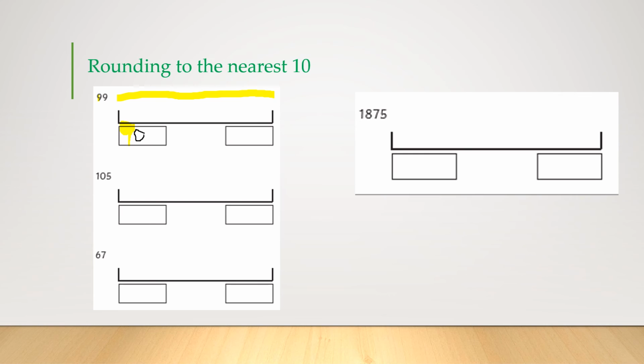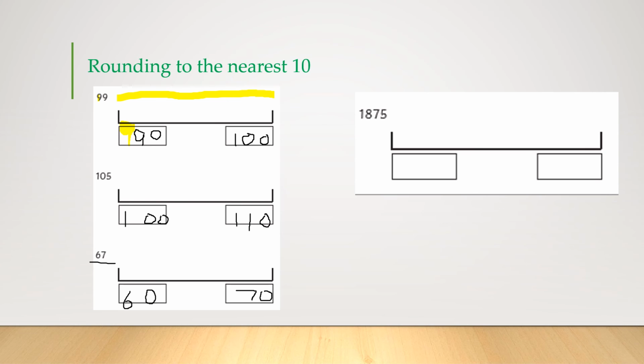So we've got 90. The 10 after, if I add another 10 on, is 100 this time. Okay, and what is 99 closest to? Next one, I've got 105. What is the 10 that I'm in? It is 100. And the 10 after, just add another 10 on, is 110. What 10 am I in here? 67. I'm at 60. Add another 10 on will give me 70.